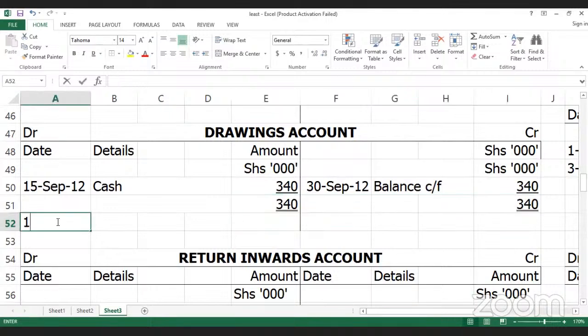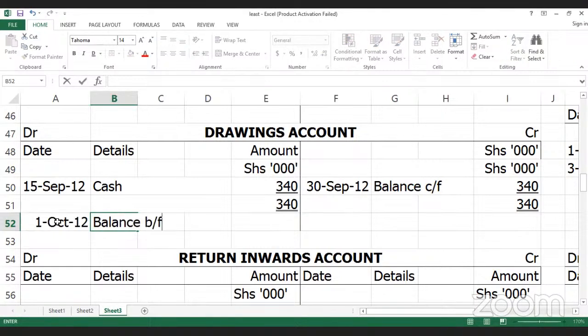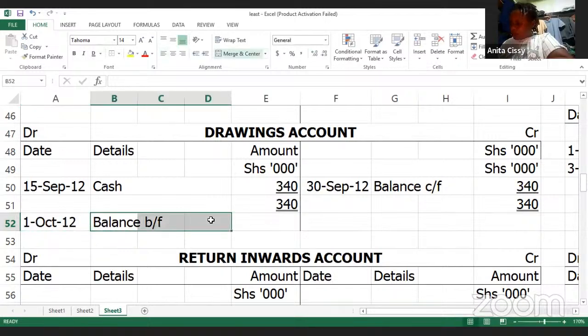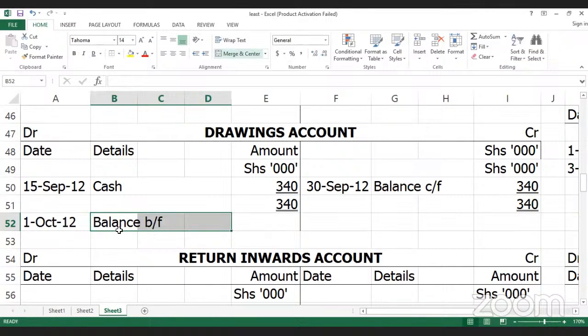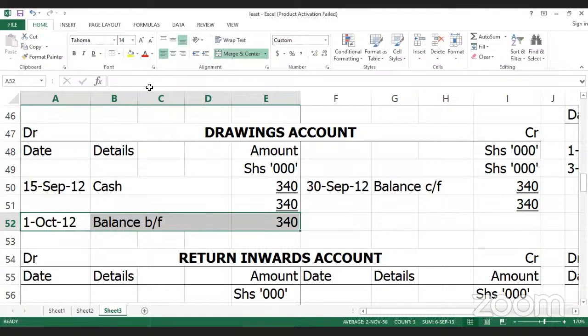Then the start of the next month, balance brought forward, which is 340 also. So that is the drawings account.